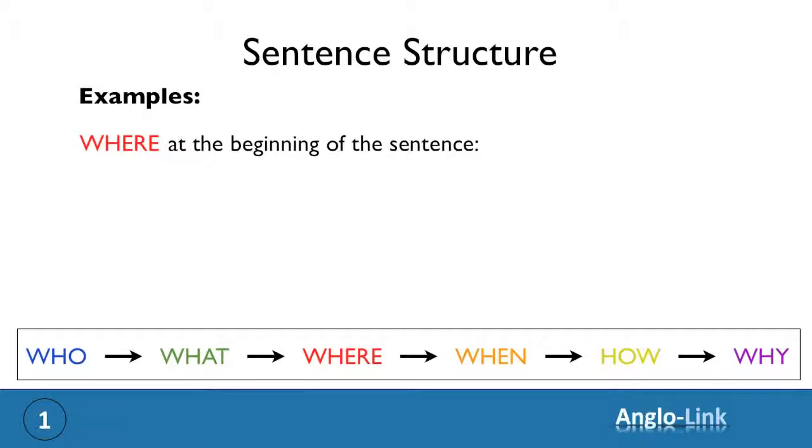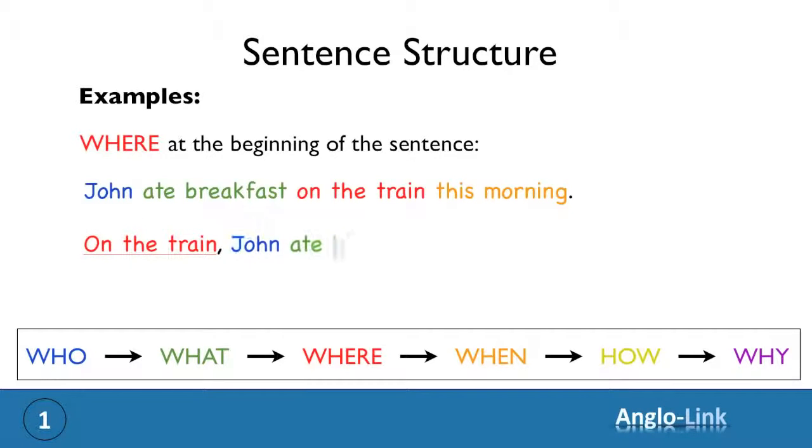If we look at one of our earlier examples, for example, John ate breakfast on the train this morning, and put the element of where, that is, on the train, at the start of this sentence, you will notice that it doesn't sound very natural. On the train, John ate breakfast this morning, because there is no reason to emphasize this element. It's unnatural.